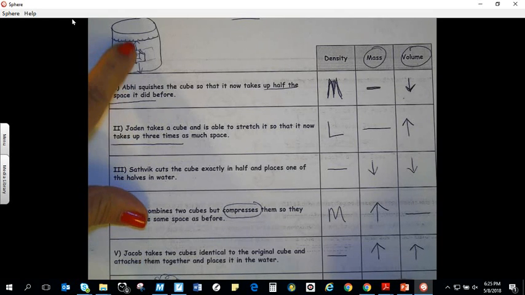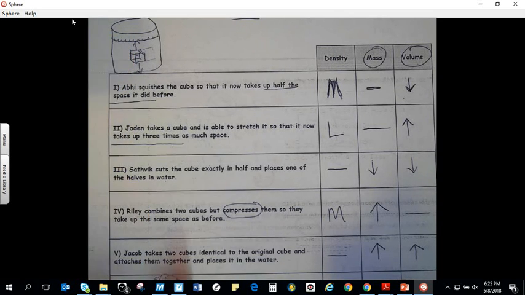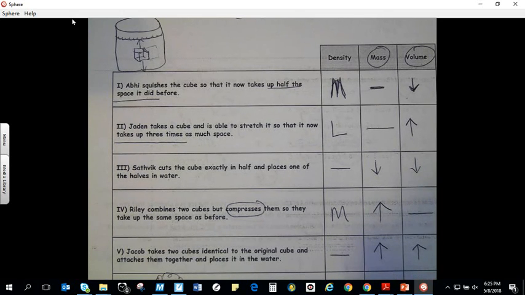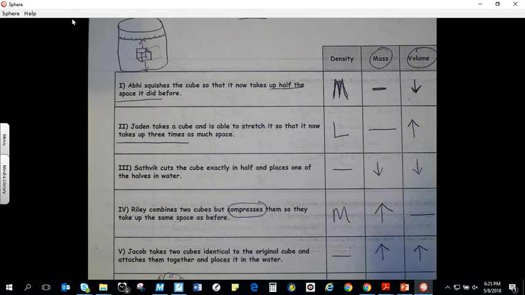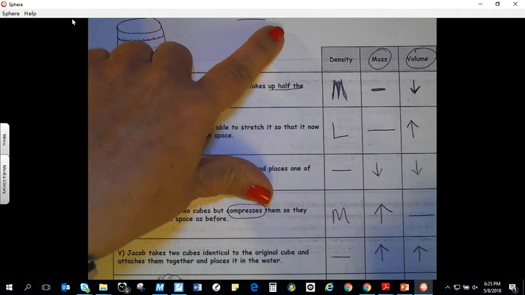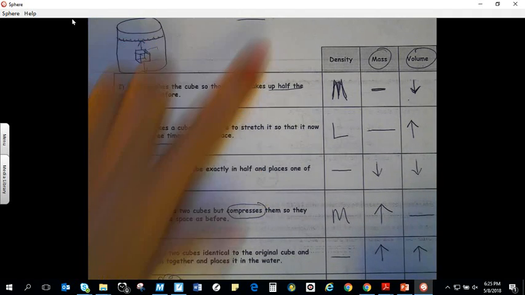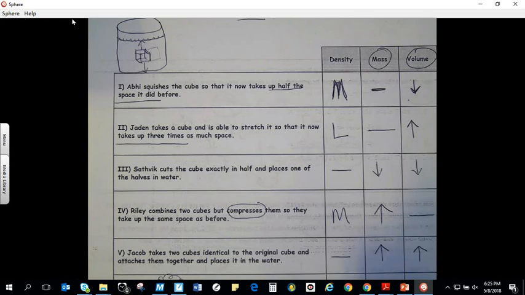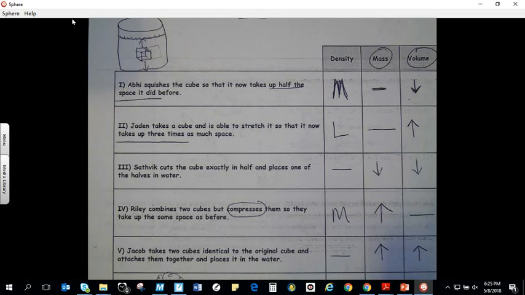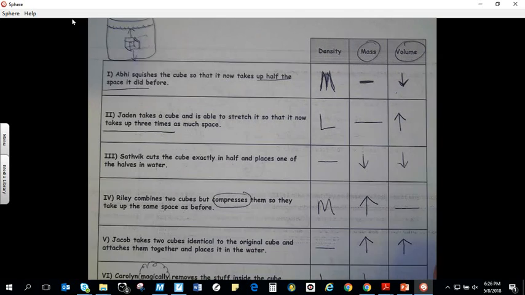Which means it's going to float. The mass decreased because you took it all out. And is it going to still hold the same amount? Yeah, the volume is still going to stay the same. A little confusing, but I want you to think about how density works. You're going to be asked a lot of different questions. Know that when everything is still the same, it will stay in the middle.